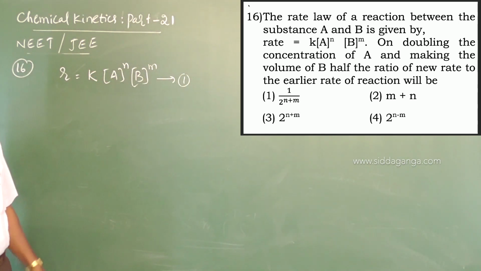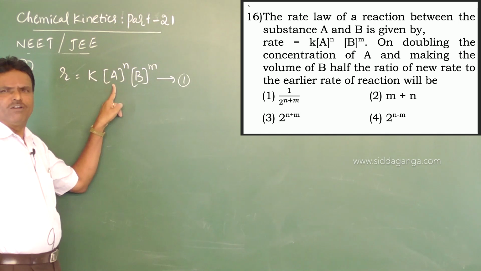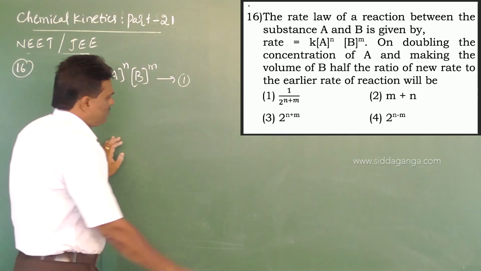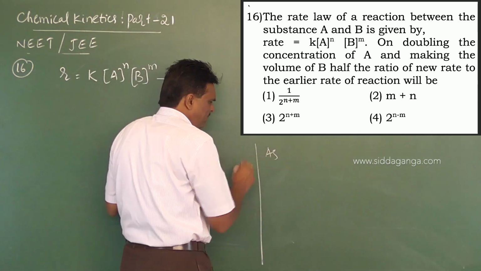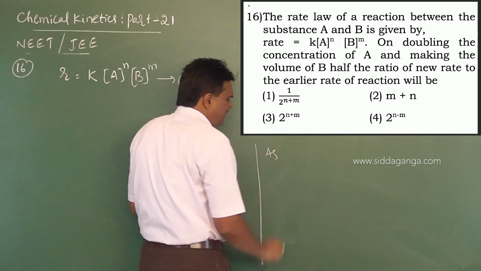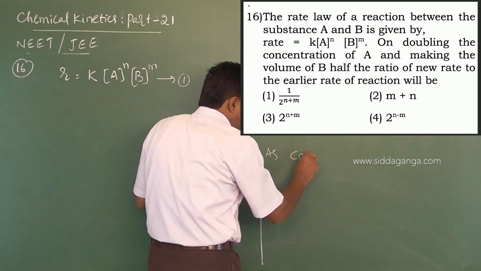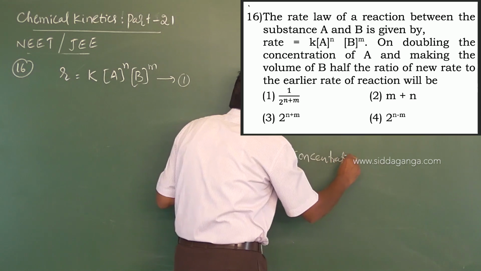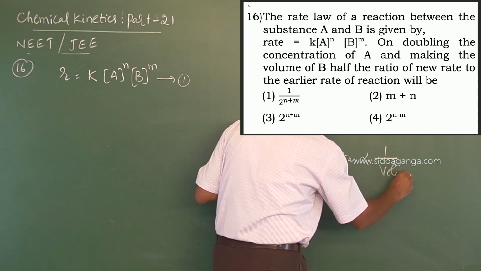On doubling the concentration of A, and making the volume of B half, as the concentration and volume, concentration is inversely proportional to volume.